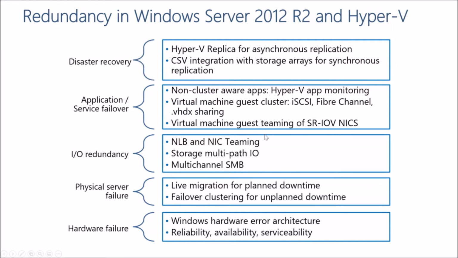And then there's disaster recovery, where we talk about Hyper-V Replica, which is for asynchronous replication. There's also CSV, cluster shared volume integration with storage arrays for synchronous replication. So these are some of the things we can do at the virtualization level, with our Hyper-V virtualization infrastructure, that can provide better uptime and more availability.